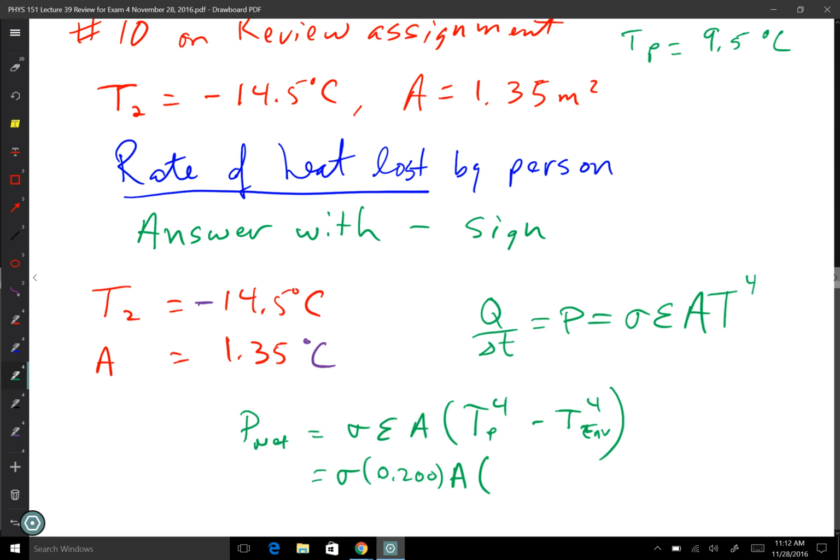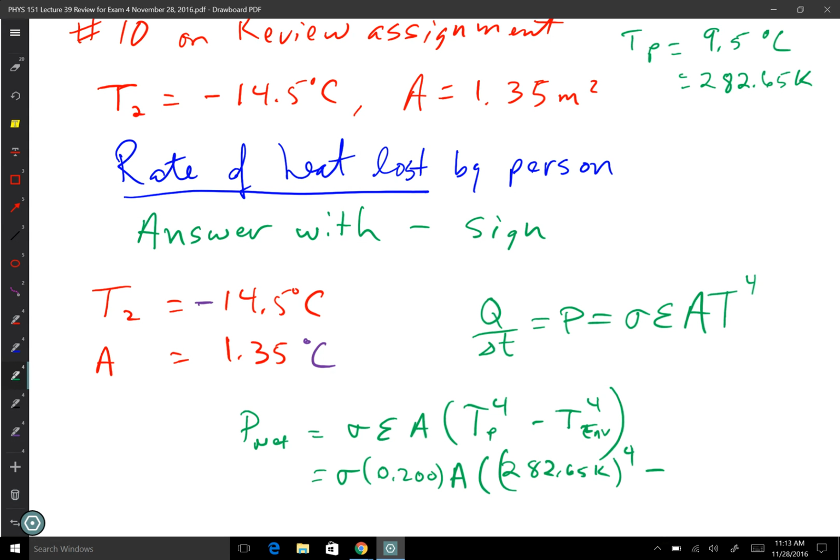So what do I put in there for temperature of the person? In kelvins. I have to know to convert that to kelvins, so I take this and add 273.15. Remember, kelvins doesn't have a degree sign. And so I'd have 282.65 kelvins raised to the 4th power minus the temperature of the environment, 273.15 minus 14.5.